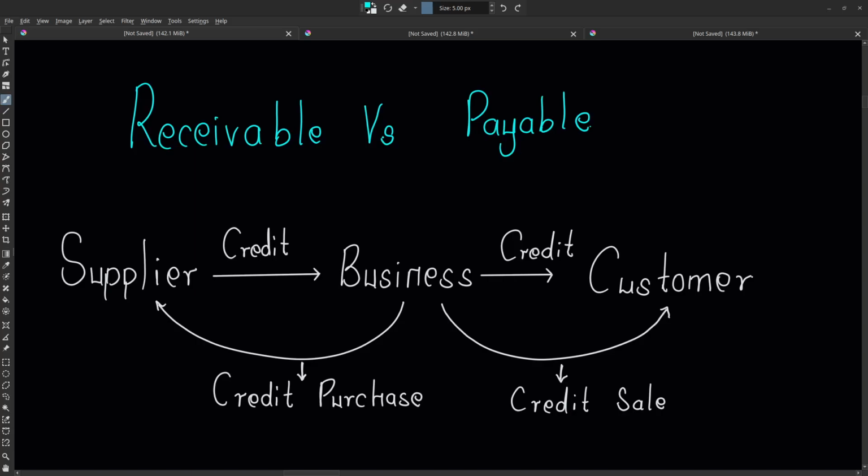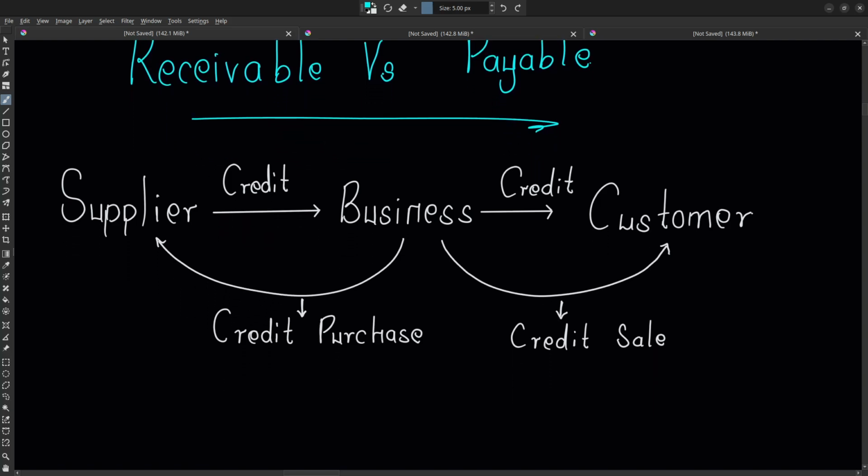Hello. So let us look at what we refer to as a receivable versus what we refer to as a payable. Okay. So let us understand what brings about receivables and what brings about payables. Let us use a simple illustration where we have this business that is buying some goods from this supplier on credit.